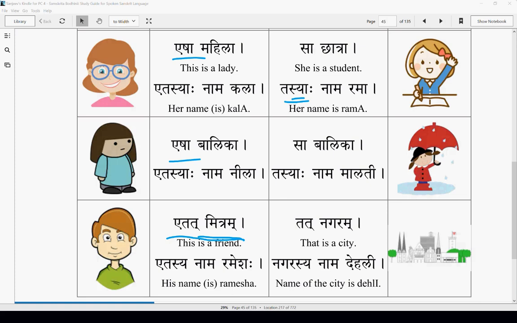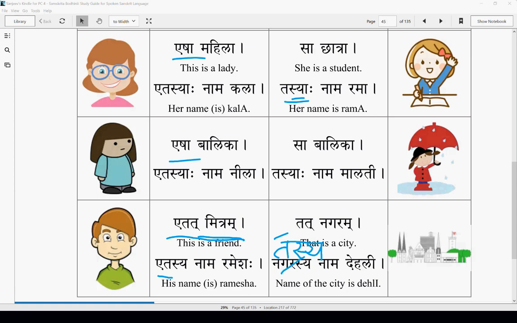So what is this here? What is this you said? Etat? Sorry. Mitram. Yeah. Okay. Now Ramesha. Next one. Tat Nagaram. Tasya. Tasya nama Delhi. Yeah. No, it's called Delhi.